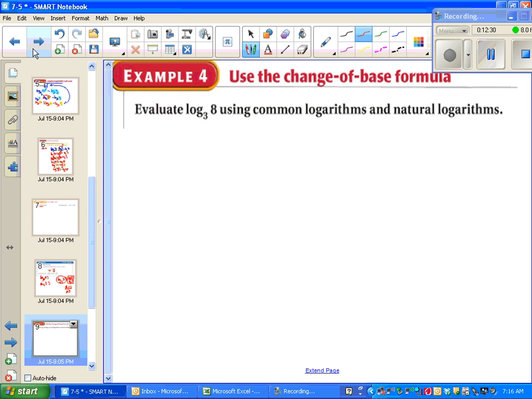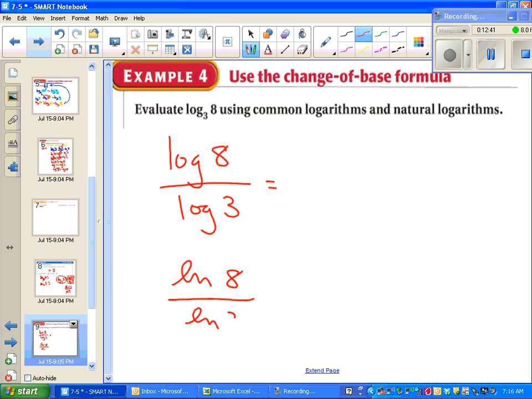I'd recommend you pause the video and try this in your calculator right now so you make sure you get the same answer as me. Either way, you should be getting 1.893. If you're not getting that, you need to figure out what's going on with your calculator.